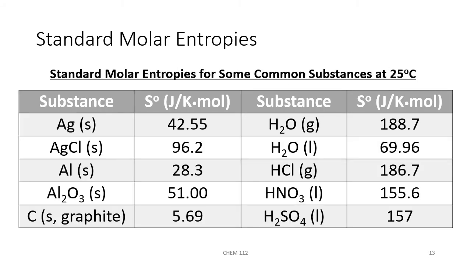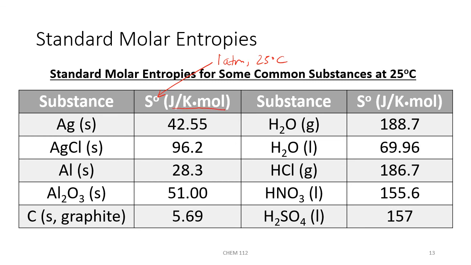You can find a handout of standard molar entropies on Blackboard that contains many more substances than the short chart here that we're looking at. If you see S naught, that naught symbol refers to that atmospheric pressure of 1 atm and that temperature of 25 degrees Celsius. The units are in joules per Kelvin times moles.